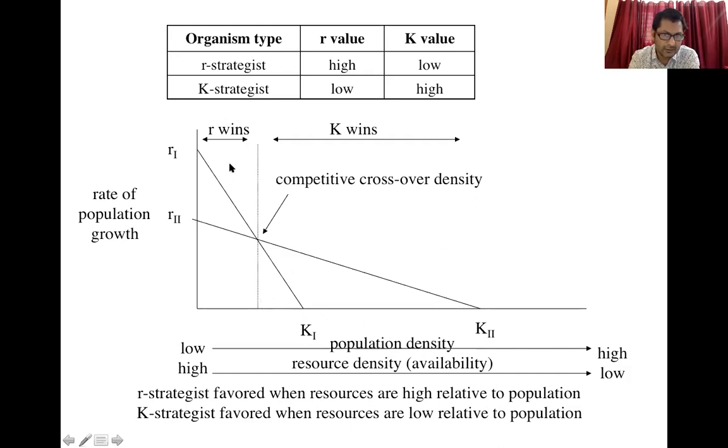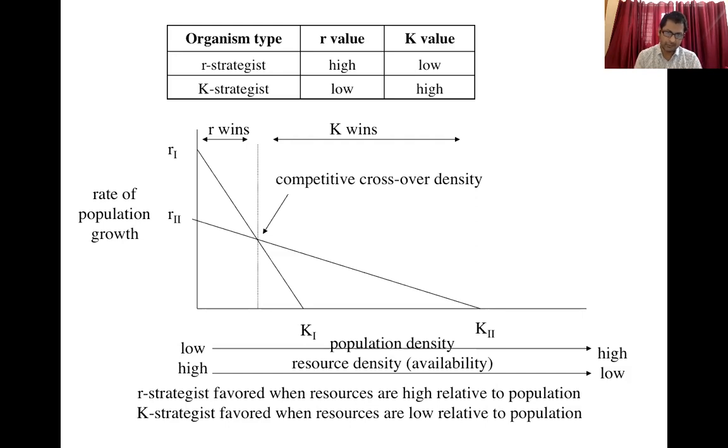So you can understand that R communities are favored when the resources are high relative to population. When the resources are high relative to population, then the R communities grow very fast. Population growth is very high. They start growing using all the resources. They do a lot of metabolism. The population growth rate is high when there are high resources and these organisms start using them, right?